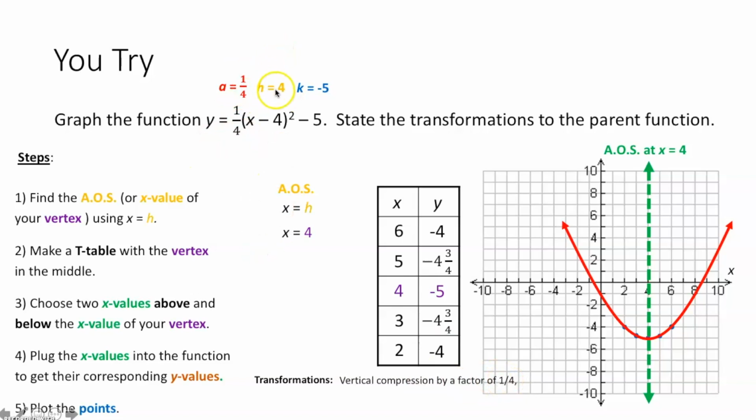We then see that our h is 4, which means it took the parent function and shifted it to the right 4 units. So it's a horizontal translation right 4 units. And then your k value is -5, so it shifted the graph down 5 units. So it's a vertical translation down 5 units. So that is how we got from our parent function, y equals x squared, to this function right here, our y equals 1/4 (x minus 4) squared minus 5.